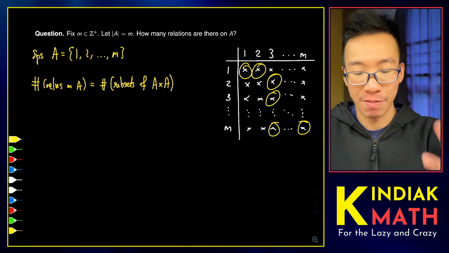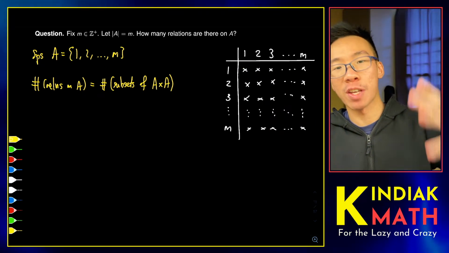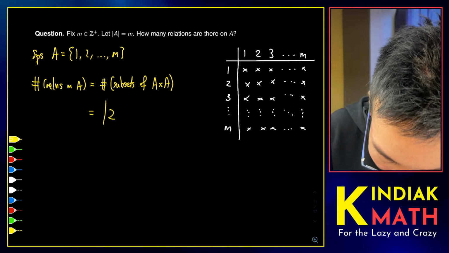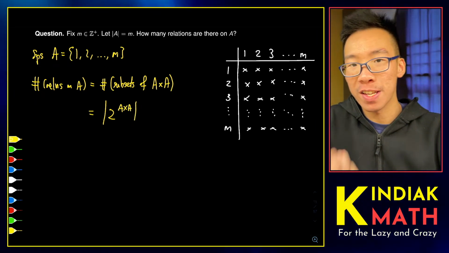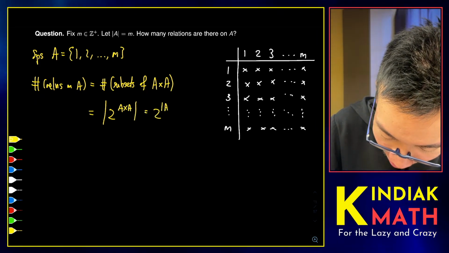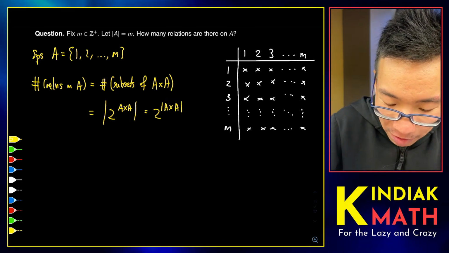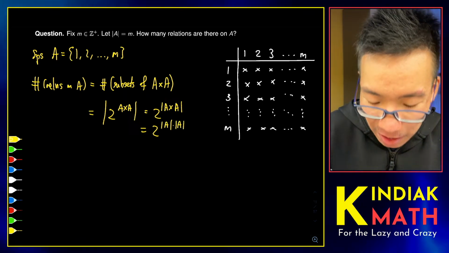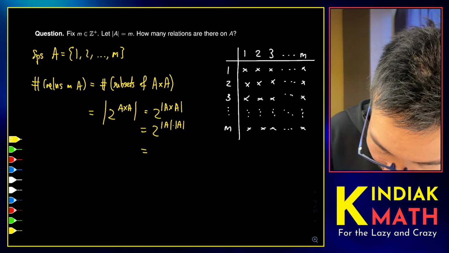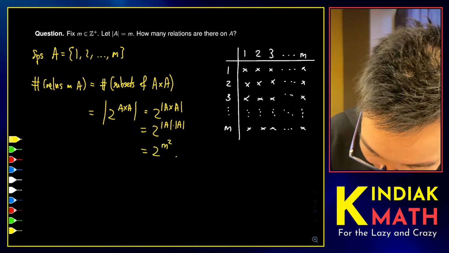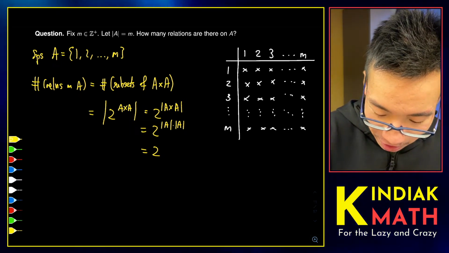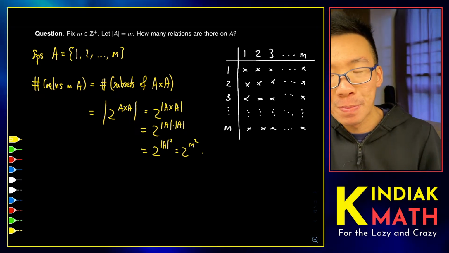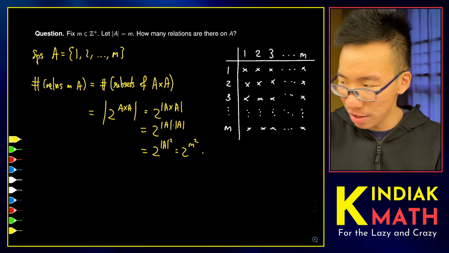How many relations do we have? A relation, once again, is a subset of A cross A. So in other words, it is the number of items in the power set of A cross A. That simplifies to 2 to the size of A cross A. And the number of items in A cross A is going to be the number of items in A multiplied by the number of items in A. In this situation, we have 2 to the m squared. Well, you could make it as general as possible and get the result. So that is the number of relations on A.